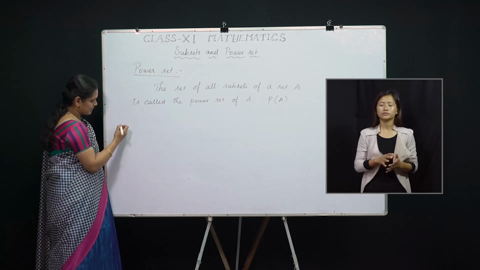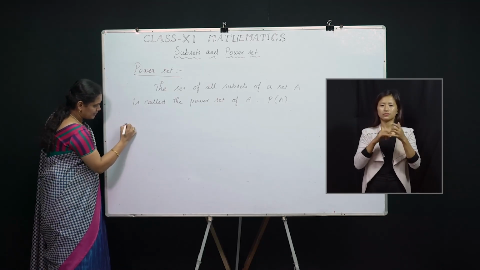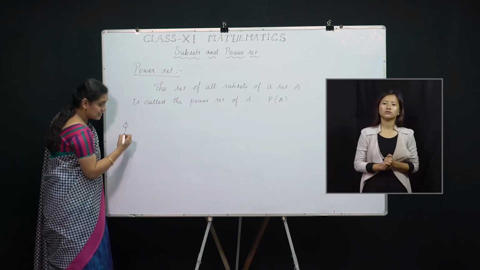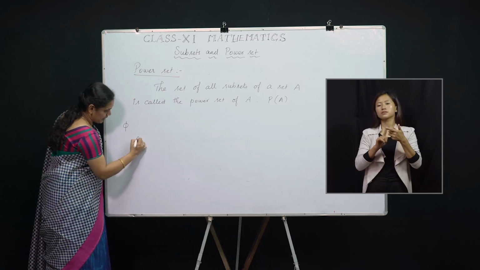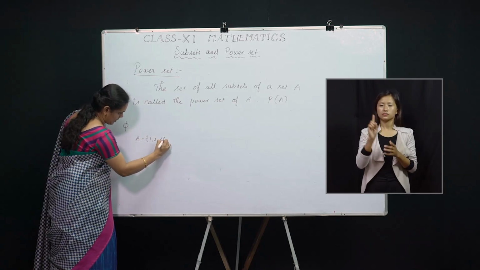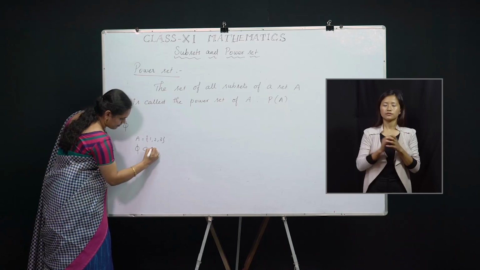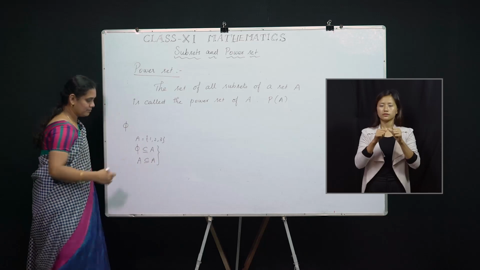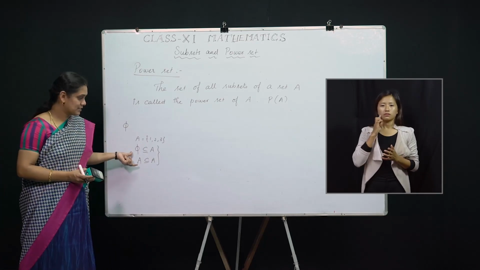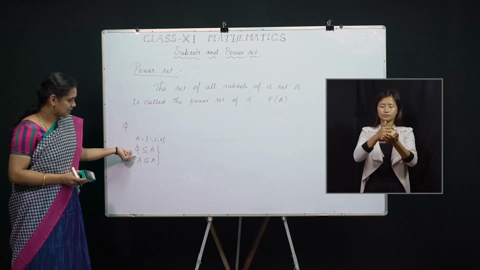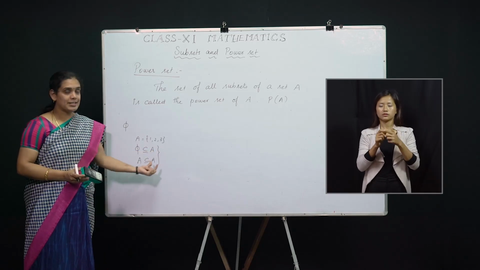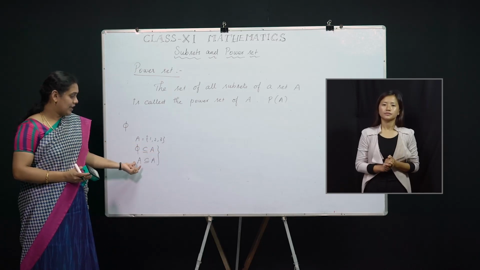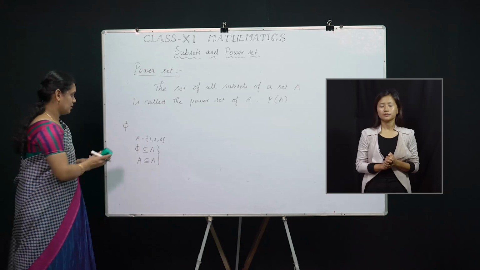Previously, when we learned the subsets, obviously the empty set is a subset of every set, isn't it? And also every set is a subset of itself. For example, A is {1, 2, 3}. Phi is a subset of A, yes or no? And A is a subset of A. These two are very important results. Please remember this. So the empty set is a subset of A, and every set is a subset of itself. Okay, the empty set is a subset of every set, and every set is a subset of itself.